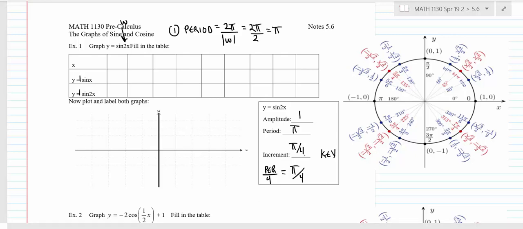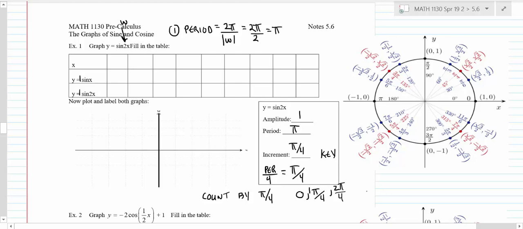That's where the key points are located then. Okay, so what we'll end up doing on this then is I'm going to just count by pi over 4. You don't have to write this down necessarily because you can do this in your head. I'm just going to start at 0. Then I'm going to go 1 pi over 4. I'm counting by the numerator. 1 pi over 4, 2 pi over 4, 3 pi over 4, and then 4 pi over 4 like that.